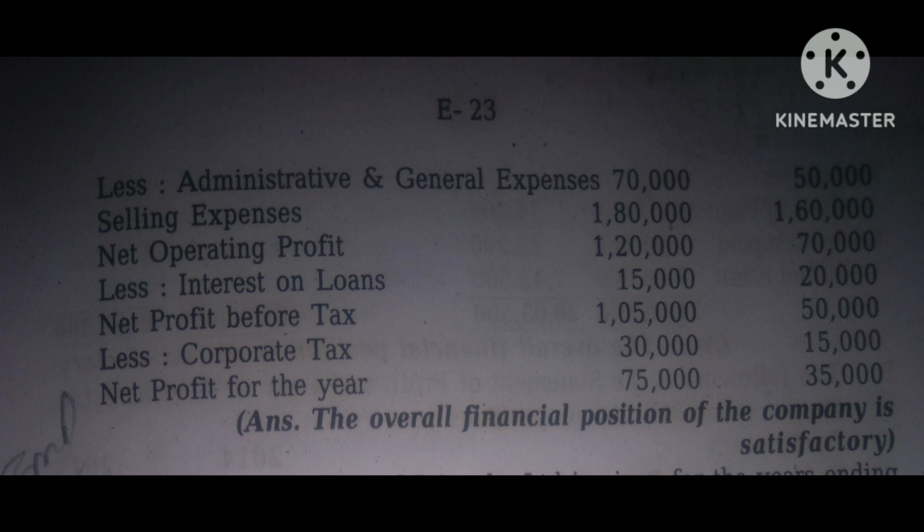So interest on loans for 2017 is 15,000 and 2016 is 20,000, and net profit before tax is 1,05,000 and 50,000 for 2016. He has subtracted it with corporate tax. So he has got 30,000 for 2017 and 15,000 for 2016. So net profit for the year in 2017 is 75,000 and 2016 is 35,000. So now we need to do comparative statements. We need to prepare comparative statement for this information.